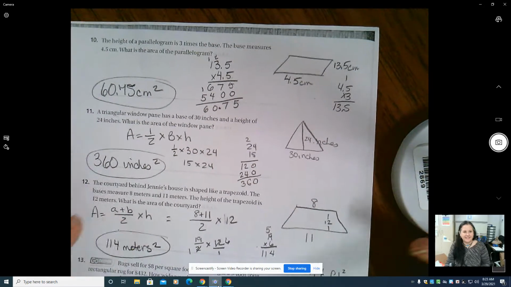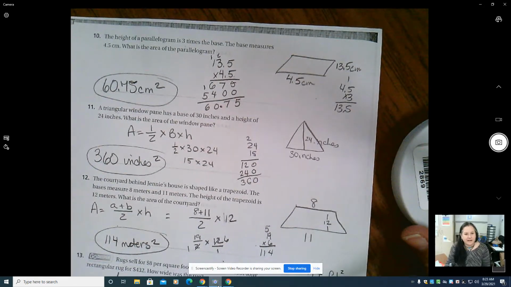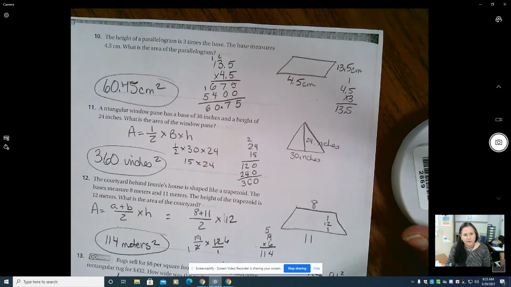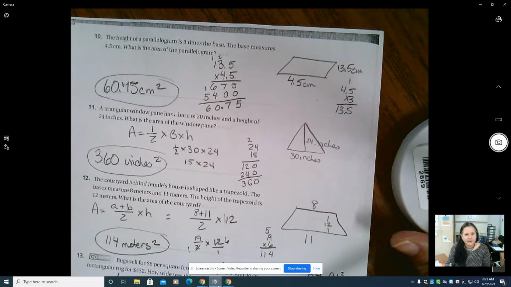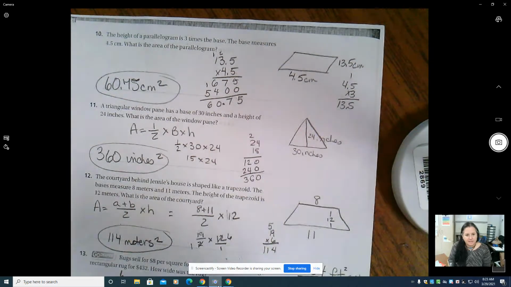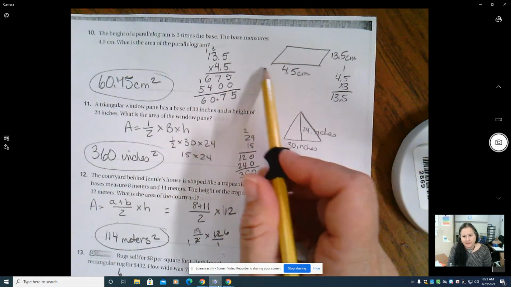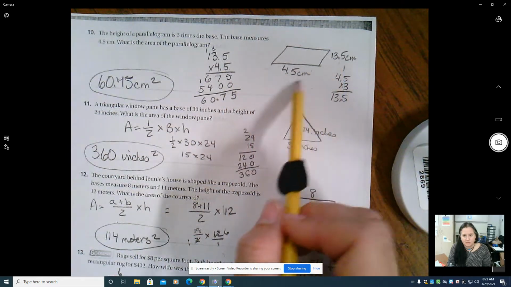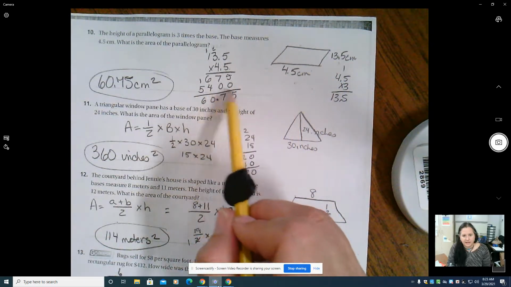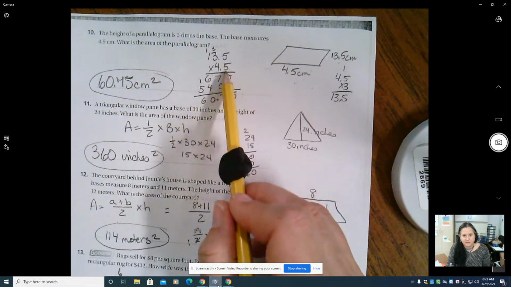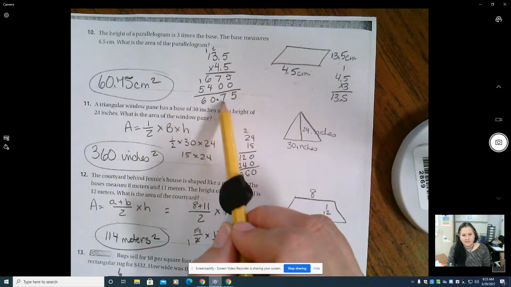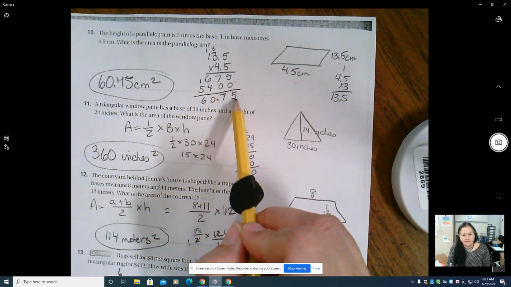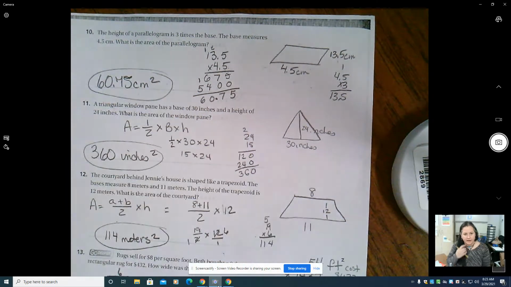Okay, number 10. The height of a parallelogram is 3 times the base. The base measures 4.5 centimeters. What's the area of the parallelogram? So for a parallelogram, it's base times the height. And so we're just going to multiply these two together and move our decimal over twice because there's 2 digits behind a decimal, and we get 60.75 centimeters squared.